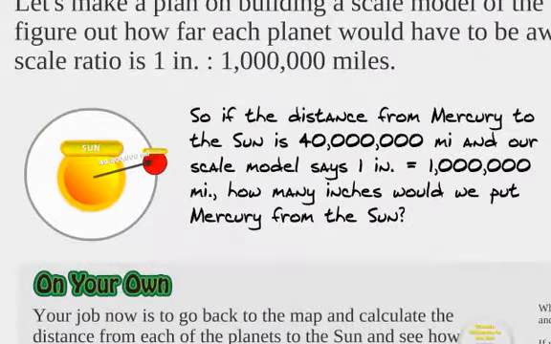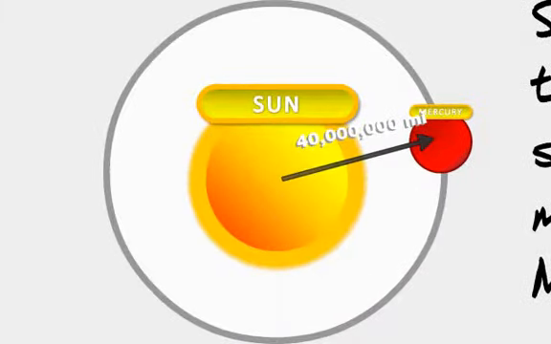So if the distance from Mercury to the sun is 40 million miles and our scale model is 1 inch to 1,000,000 miles, how many inches would it be for Mercury to be from the sun? Here's our model. If I put the basketball down as the sun, I get the ping pong ball. It's 40 million miles. How far would it be? How many inches would I have to put it away?